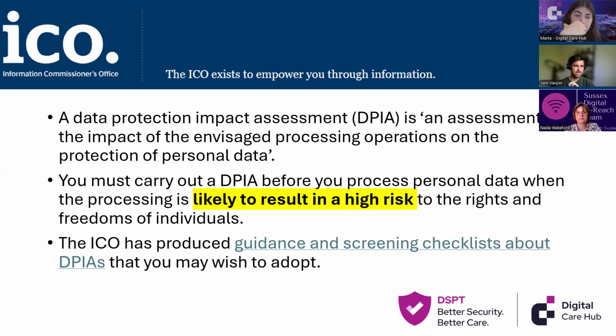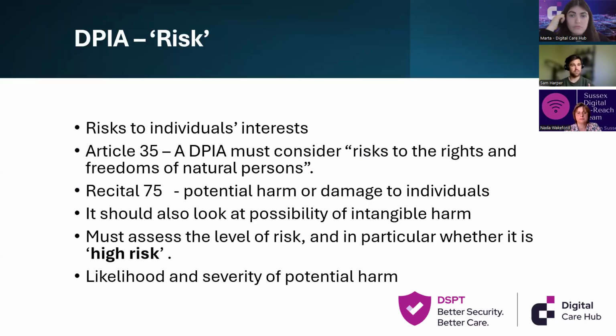Now, I've said risk over and over again in this. As I say, it's a risk assessment like all other risk assessments. In this case, what does risk mean? Well, risks to individuals' interests. Article 35 states that a data protection impact assessment must consider the risks to the rights and freedoms of natural persons, as I mentioned before. So we'll take this into account when we're looking for anything that might hit that area.